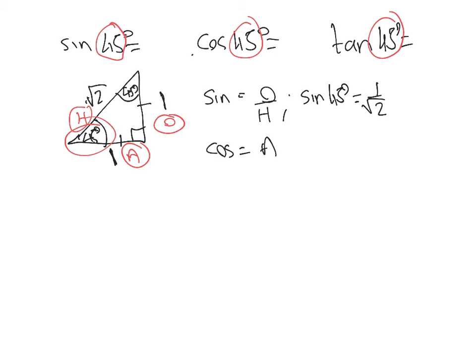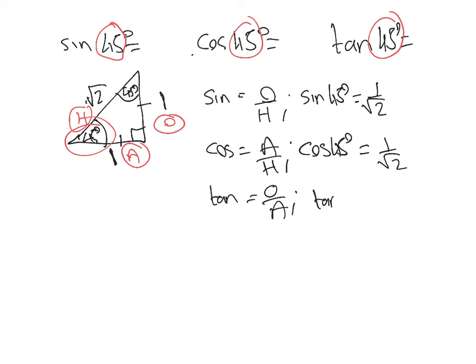Cos equals adjacent over hypotenuse. Okay, so cos 45 degrees equals, shockingly, 1 over root 2. And tan equals opposite over adjacent. So the tan of 45 degrees equals, opposite is 1 over 1, which equals 1. And there are our answers. So sine of 45, 1 over root 2, cos of 45, 1 over root 2, and tan is 1 over 1, which is 1.